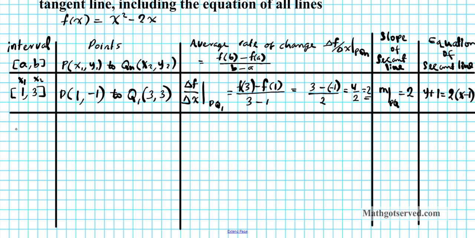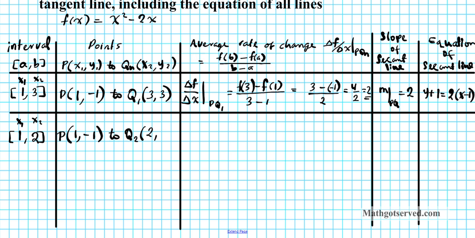All right, let's take a look at our next interval, which is 1, comma 2. So we're going to do the same procedure, okay? Remember, this is the first x, and this is the second x, x2. All right, so P doesn't change. P stays fixed. Remember, the other points are getting closer and closer to P from the right. So from P to Q sub 2, we know that x2 is 2.